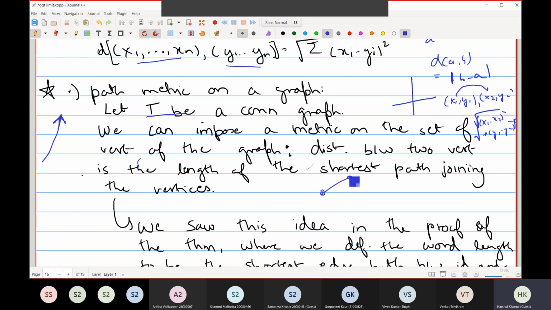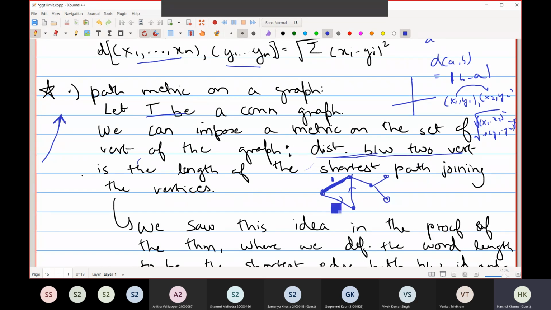So suppose I have this graph, right? Suppose there is an edge between two vertices. I can take the distance between those two to be 1. And note, there also exists a path with length 2 between the same two vertices. But we want to consider the shortest such path, right? So I impose the metric by saying the distance between two vertices is the length of the shortest path joining the vertices.